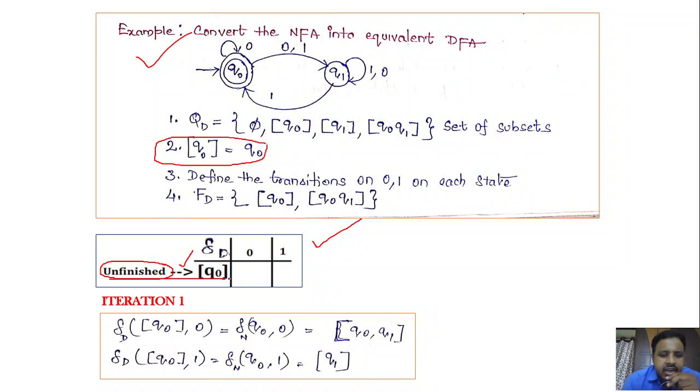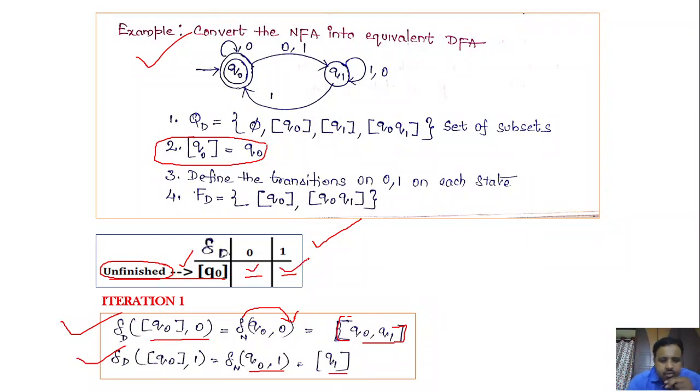So how do we make it? We have to fill the transition from Q naught on 0 and Q naught on 1, right? So we have to compute the transition from Q naught on 0 and Q naught on 1. So delta D of Q naught comma 0 is equal to, identify the transition, use the NFA. So delta N of Q naught comma 0. What will you get? Q naught Q1. So enclose it in a square bracket, right? Next, delta D of Q naught comma 1. Delta N of Q naught comma 1 means Q1. So we got this Q naught Q1 and we got this Q1.